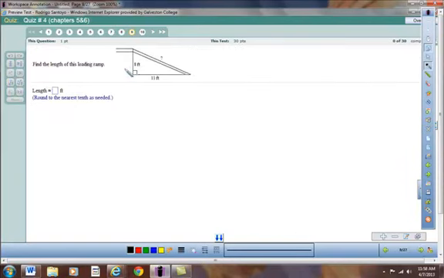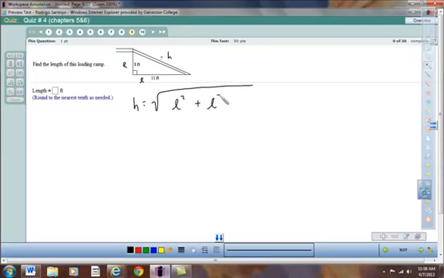Another problem here. Once again, they give us this nice symbol telling us that this is a right angle, so we know that this will be the leg, that will be the leg. Once again, we're looking for the hypotenuse, just like before. So it's important that you know your equation, right? Hypotenuse equals the square root of the leg squared plus the leg squared. We can just plug this stuff in. 11 squared plus 8 squared.